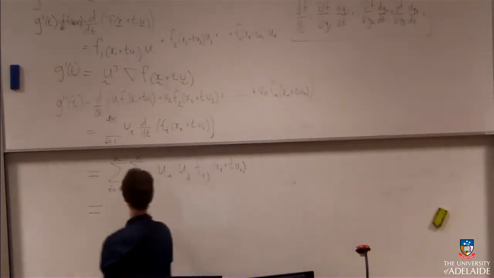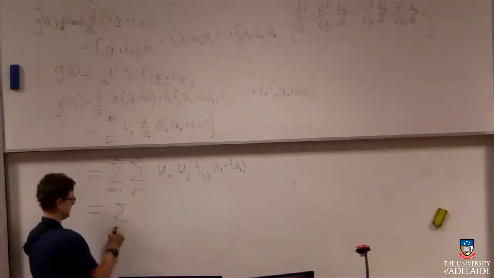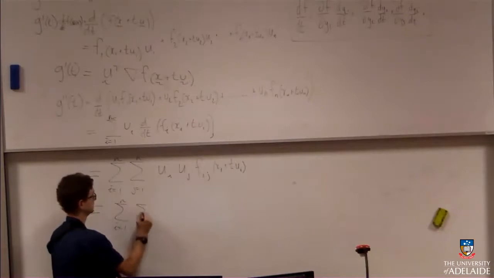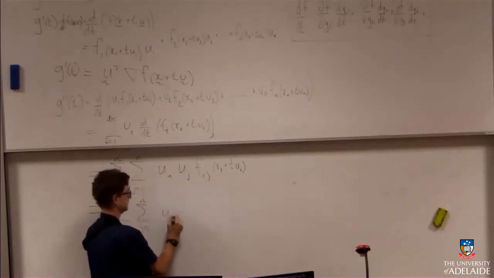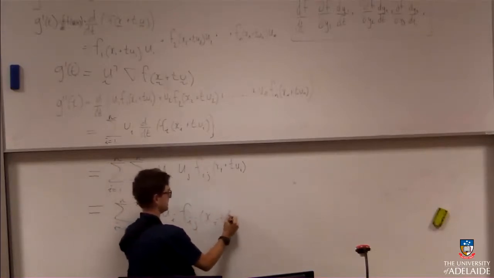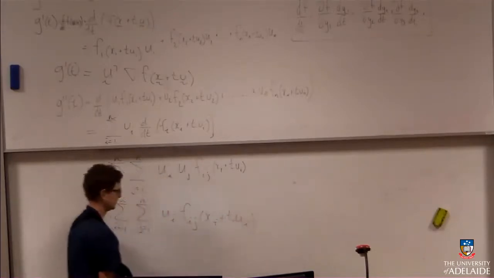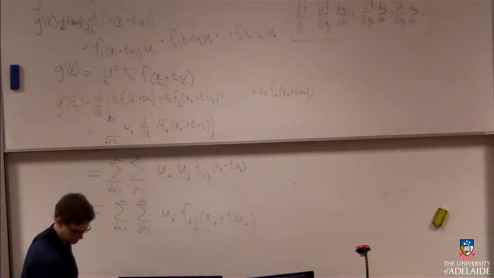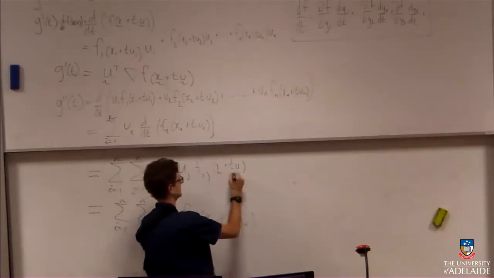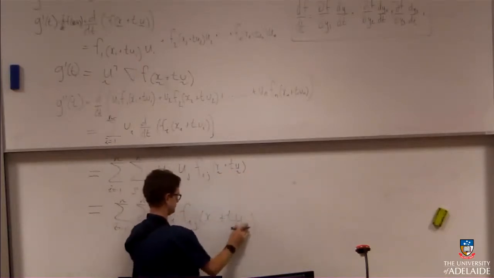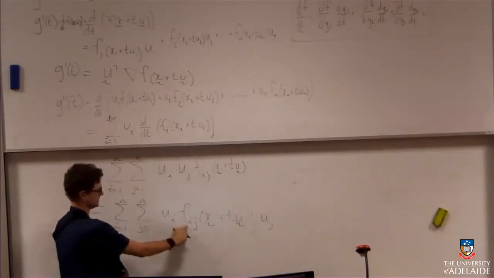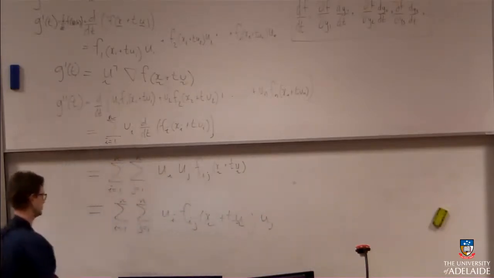Maybe I'll write this for those who know about this sort of notation. Actually, I should make these vectors, a better way to do this. I'll put the uj's at the end so that I get ui times fij times uj.